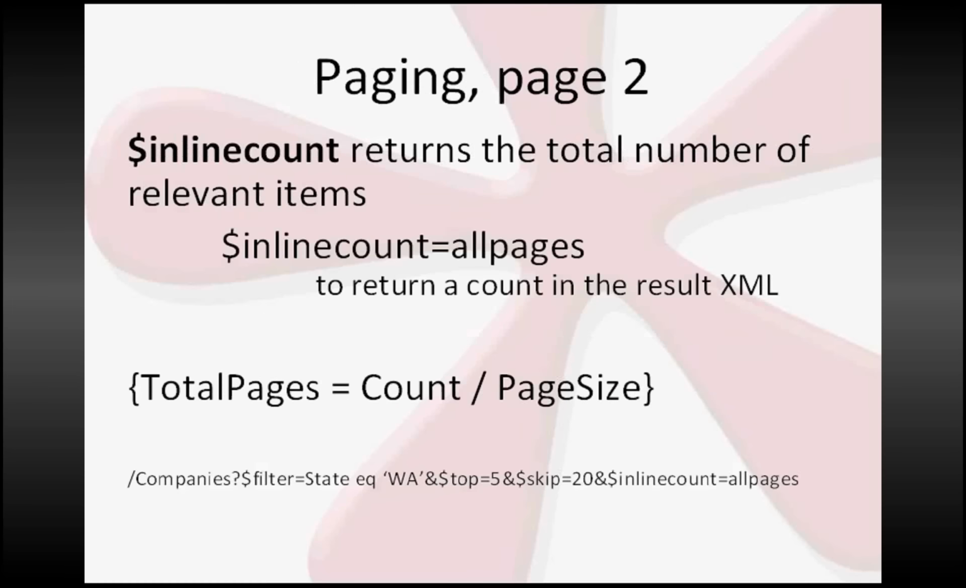Of course, usually if you're using paging, you want to know how many pages there are. So you've got inline count. If you specify inline count with a value of allpages, then it'll include a little field in the XML that's returned that will tell you how many records there are. Then you can divide this by the size of the page, or the top option, and that will tell you how many total pages you have.